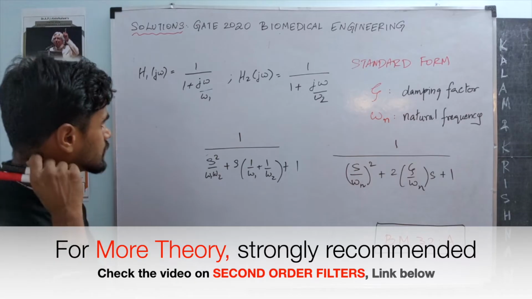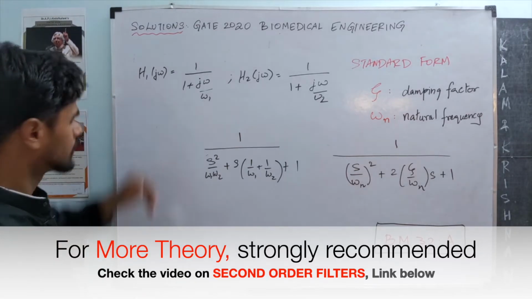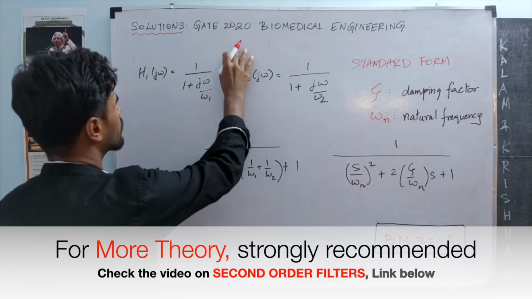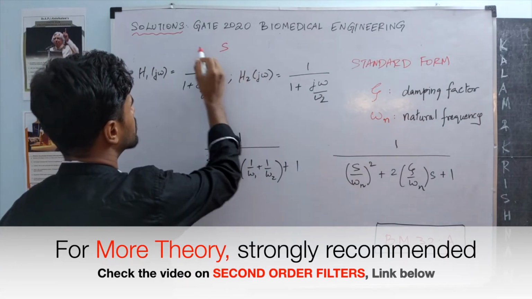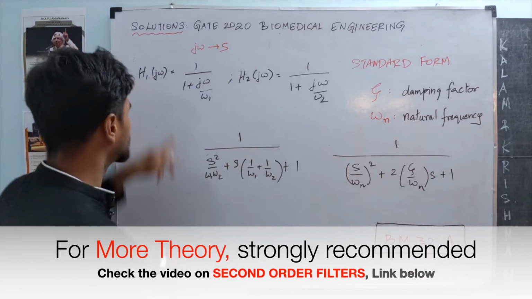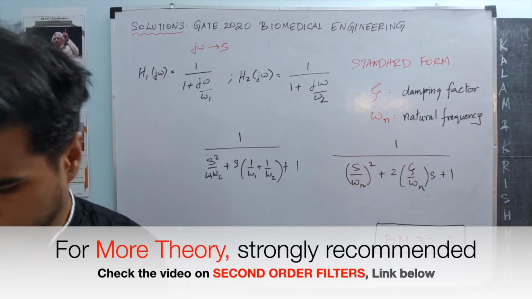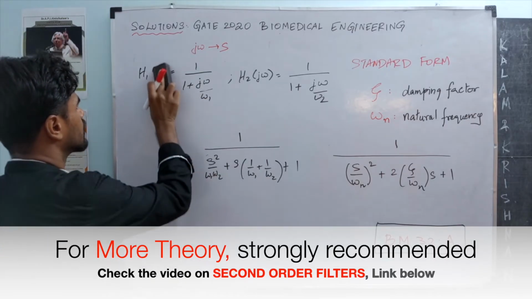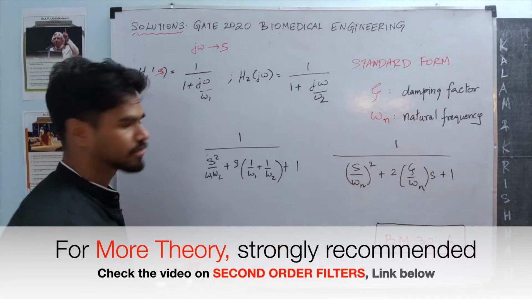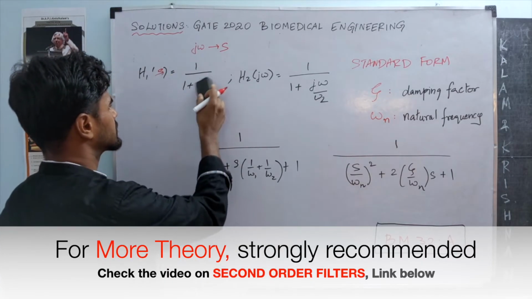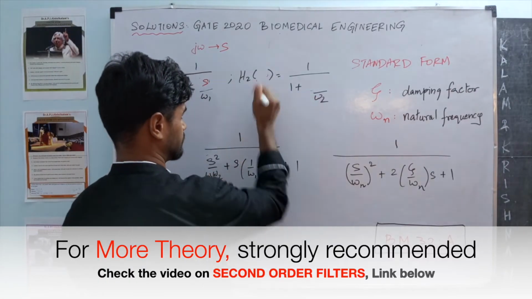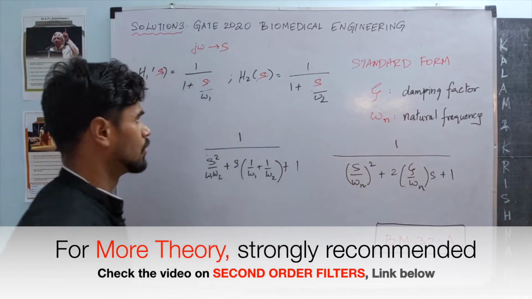What I am going to do is, first thing, we are looking at undamped natural frequencies, right? So now we can substitute j omega to be s, the frequency domain. We can convert the transfer functions in the frequency domain, and so that's the first step. This is to just compare with the standard form, okay? So h1 of s is 1 by 1 plus s by omega 1, h2 of s is 1 by 1 plus s by omega 2, okay, so we have this.